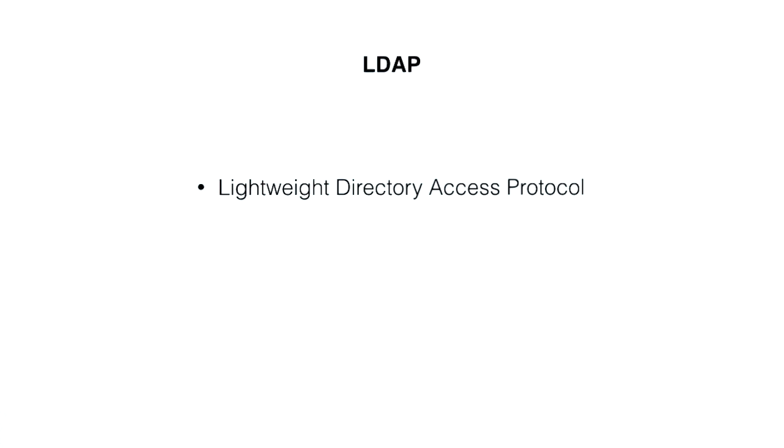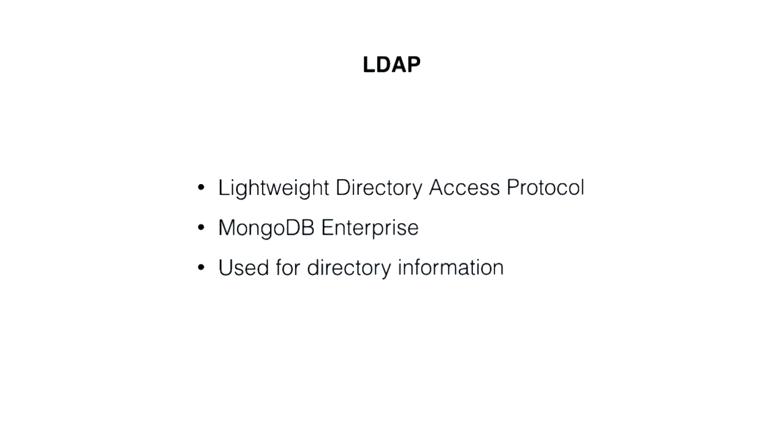LDAP is yet another authentication mechanism for client authentication with MongoDB. It stands for Lightweight Directory Access Protocol. It's important to note that LDAP support is only provided in the enterprise version of MongoDB. LDAP is a directory service protocol commonly used within companies. It provides a mechanism for accessing and maintaining distributed directory information over a network. This protocol is thus frequently used by email and other programs to look up information from a server.